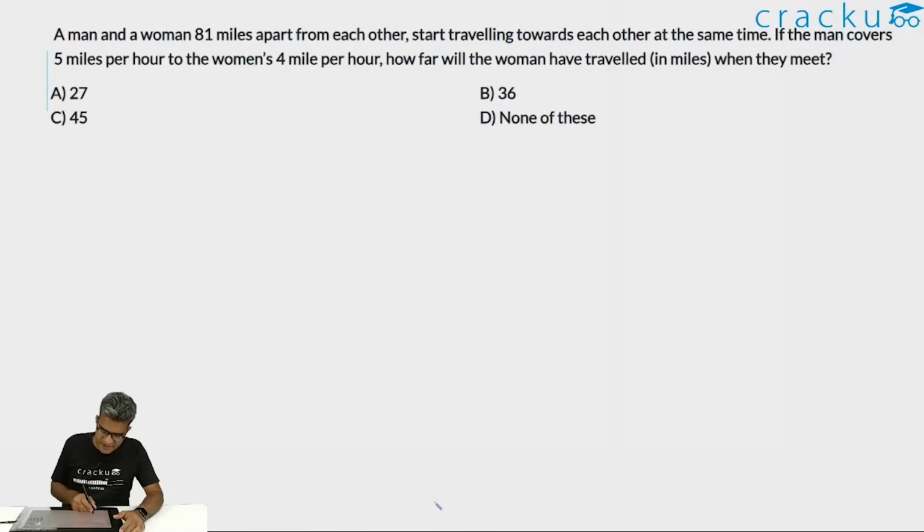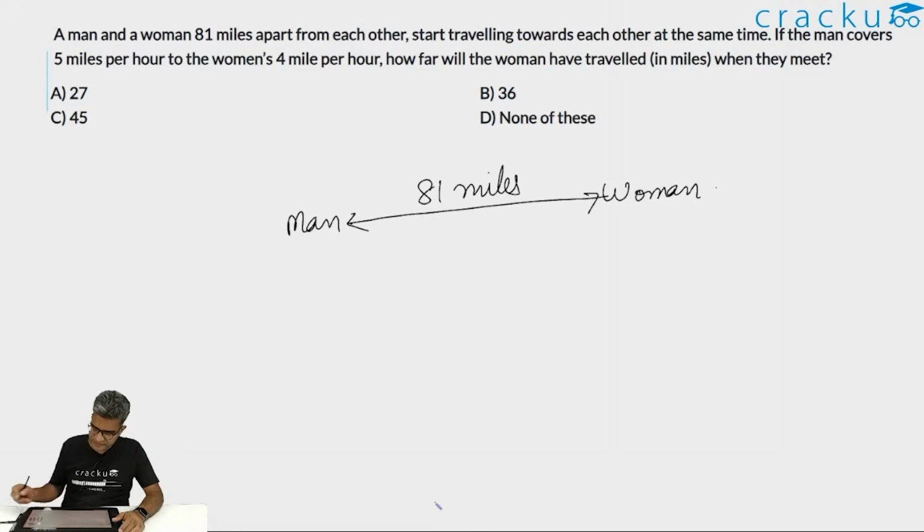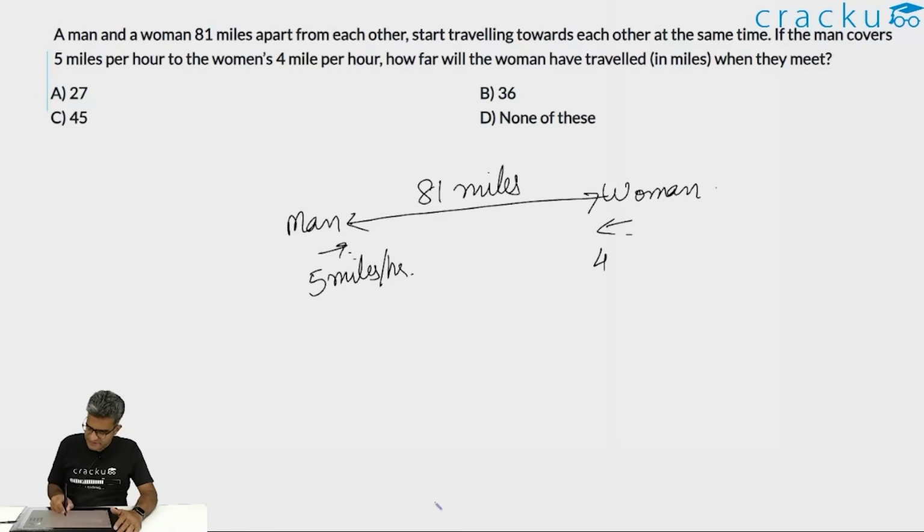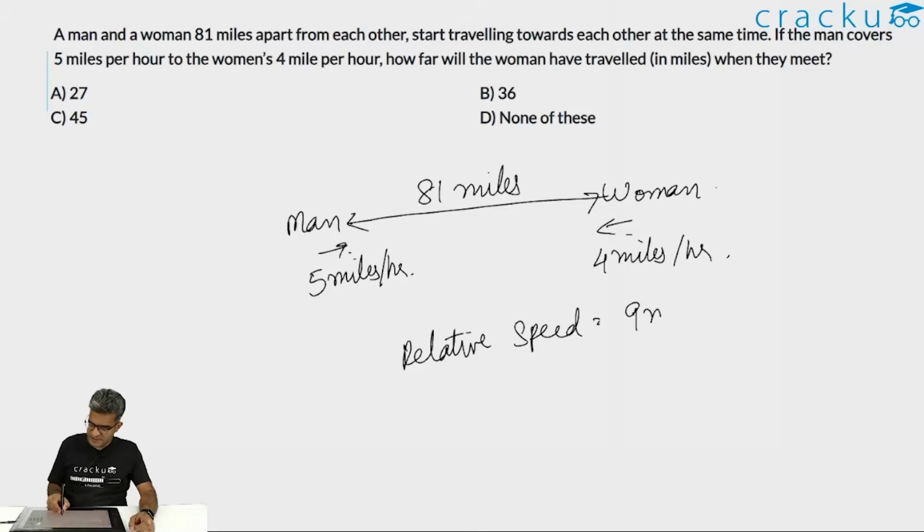So here there is a man and a woman 81 miles apart from each other. So there is a man and there is a woman. They are 81 miles apart and they start traveling towards each other at the same time. The man travels at 5 miles per hour and the woman travels at 4 miles per hour. So what is the relative speed? The relative speed, because they are traveling in opposite directions, is 5 plus 4, which is 9 miles per hour.